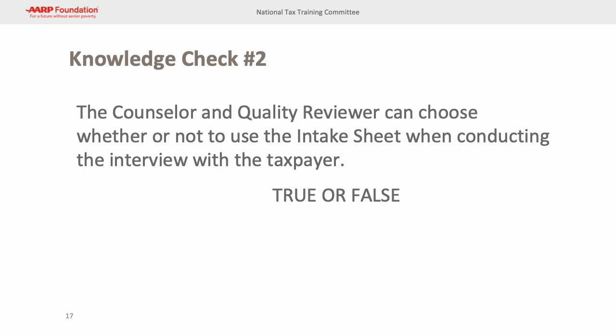All right, knowledge check 2. The counselor and quality reviewer can choose whether or not to use the intake sheet when conducting the interview with the taxpayer. Is that true or false? Well, the answer is false. It's a requirement that the intake booklet is used throughout the process of preparing and quality reviewing a return.